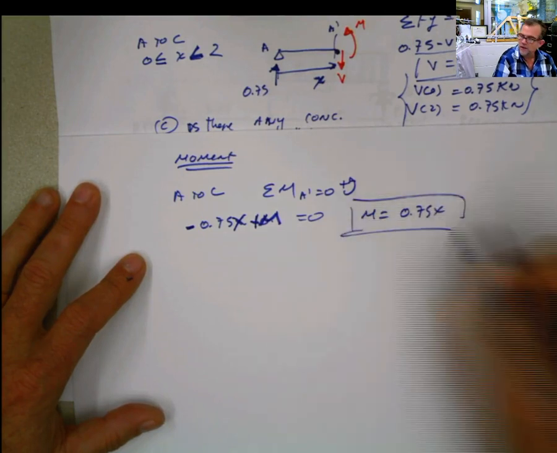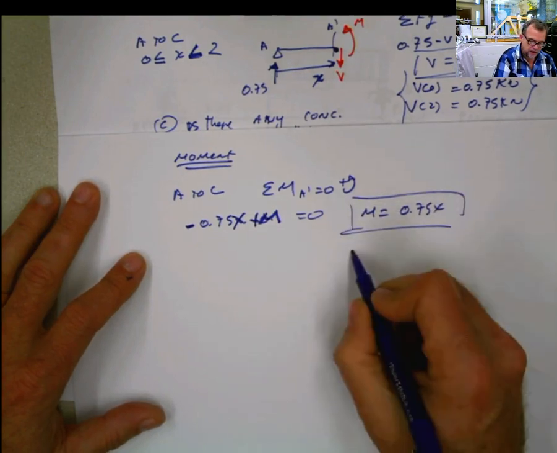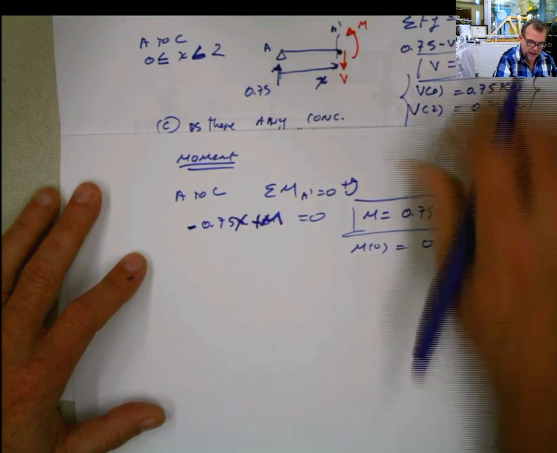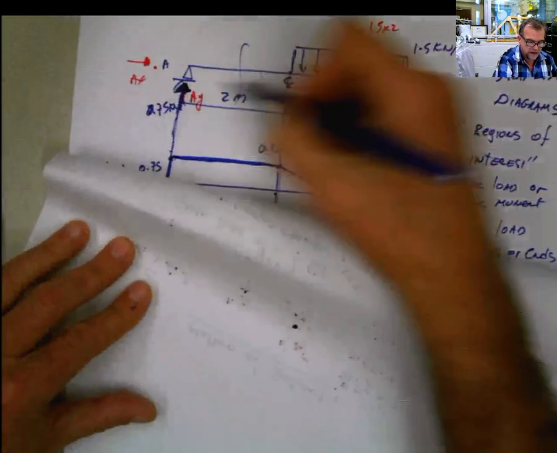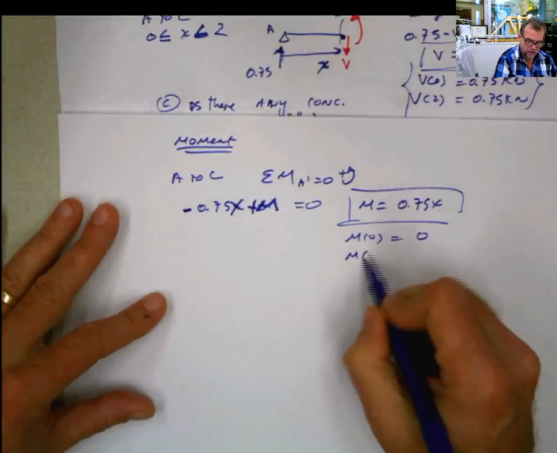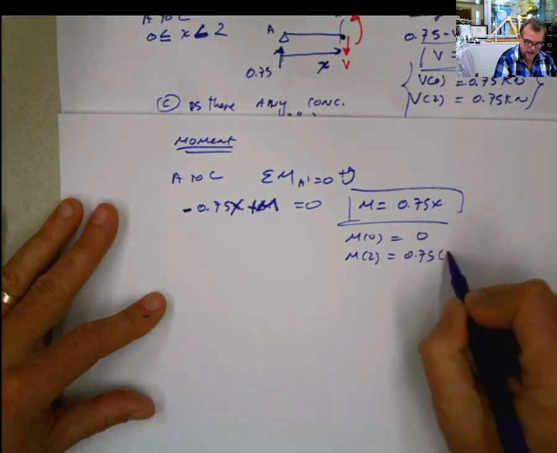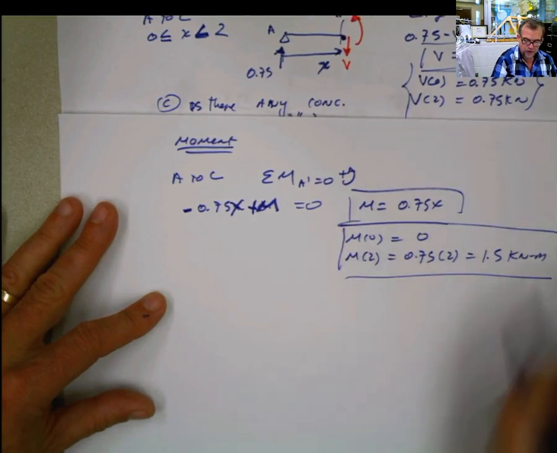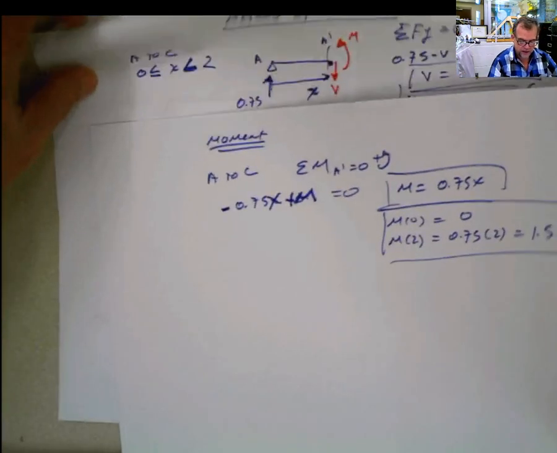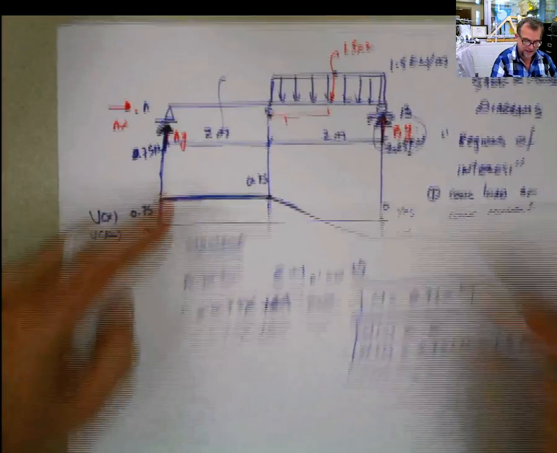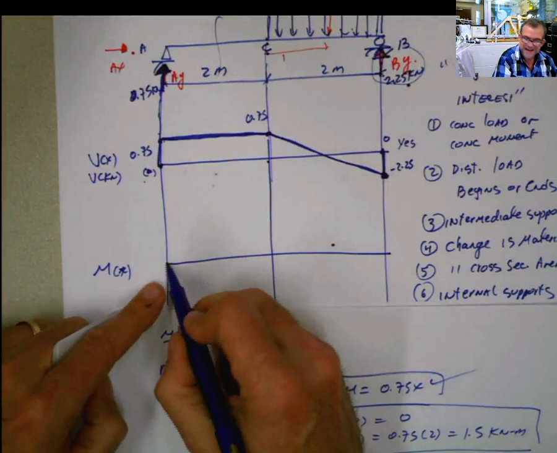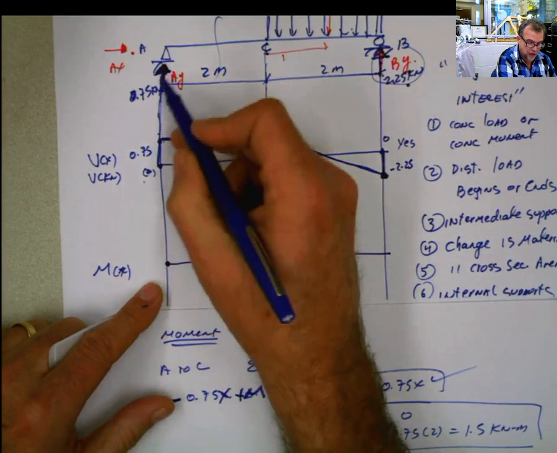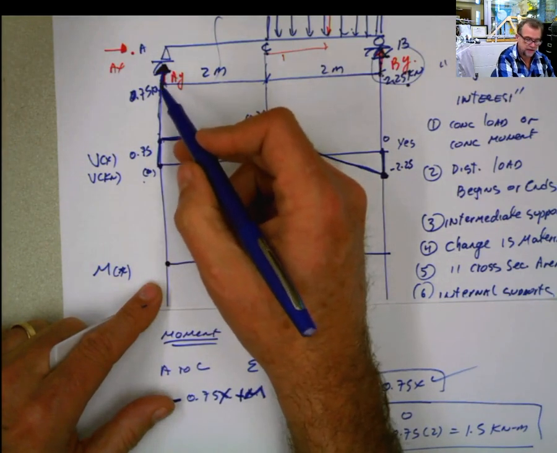That's my moment equation. That means that for M of 0, when x equals 0, the moment is 0. And at the end of the span, the distance is 2. So M of 2 is going to be 0.75 times 2, which is 1.5 kilonewton meter. Put units. Units are important. So I'm there, 1.5 kilonewton meter. Once again, it starts at zero. You can ask yourself the question, is there any concentrated moment at this point? And the answer is nope, because I don't see any moment. This is a pin. How come it's going to have a moment? So it starts at zero.